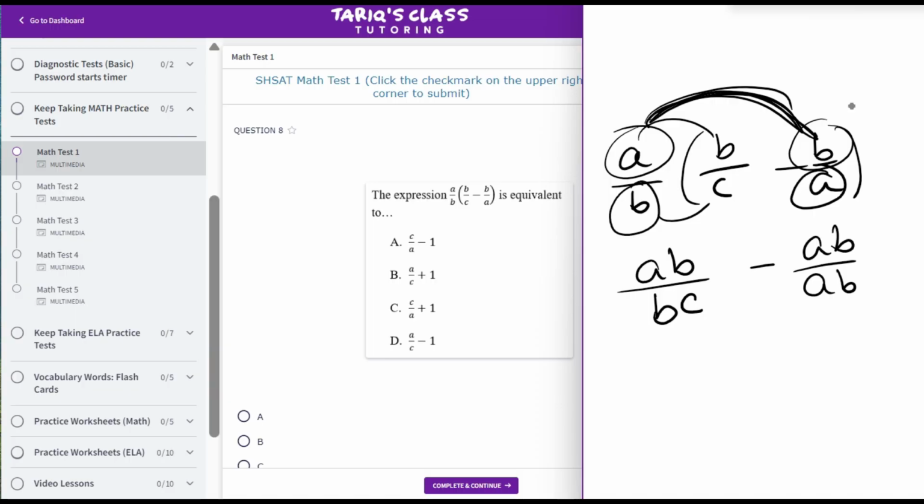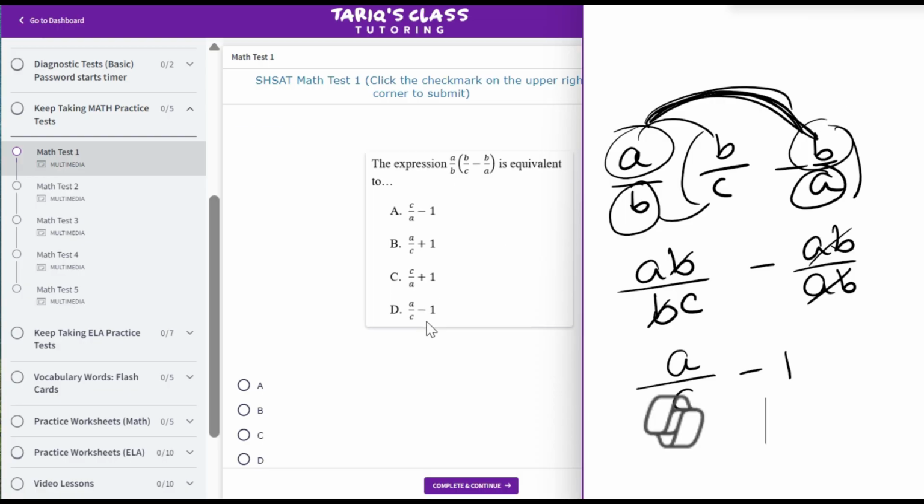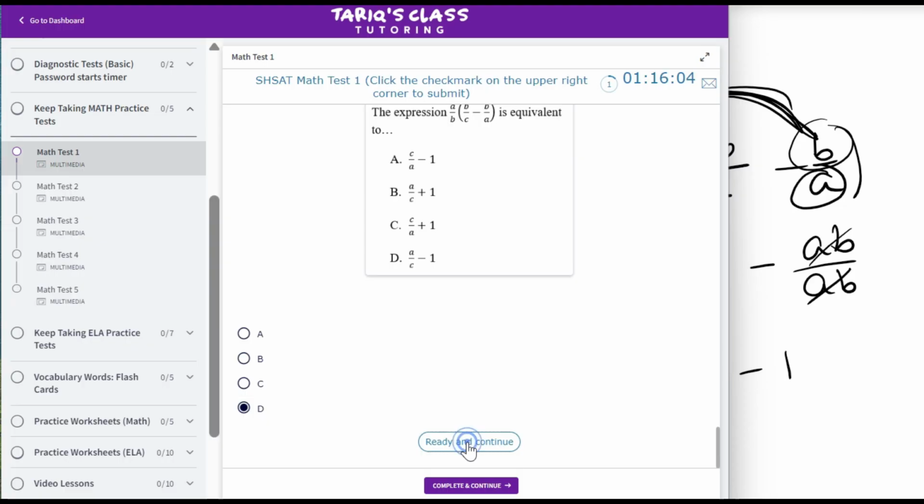Okay, AB over AB, anything you divide by the same amount, it's just 1. So here also B and B divide and cancel out. So it's A over C minus 1. So that's option D. All right.